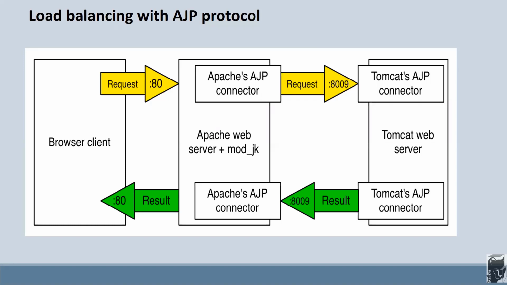AJP stands for Apache JServ Protocol, and it is typically used to allow Tomcat to communicate with Apache web server, as you can see here in this diagram. Okay, so AJP connectors are most commonly implemented in Tomcat through the plugin technology, that is mod_jk.